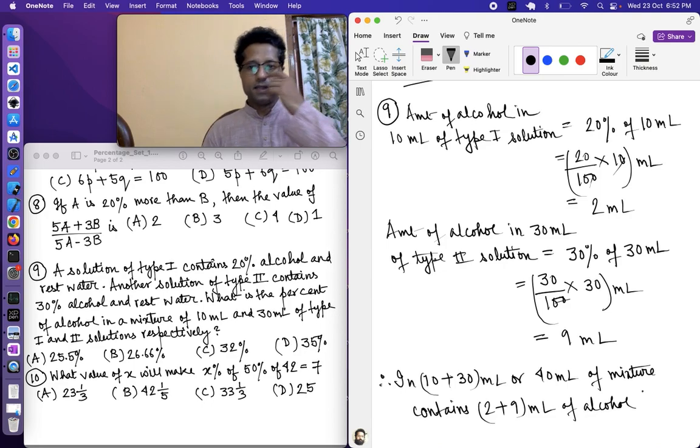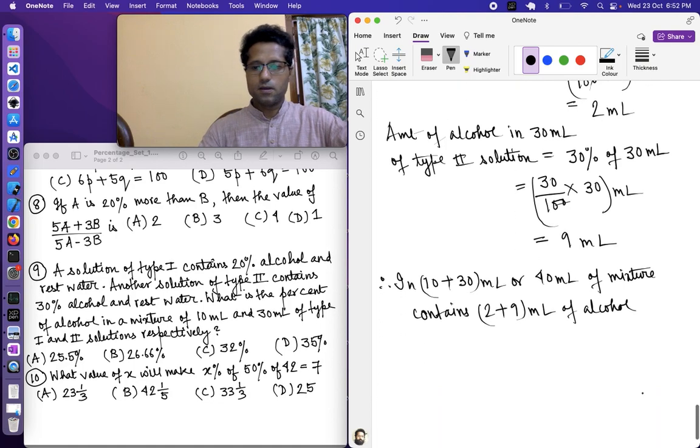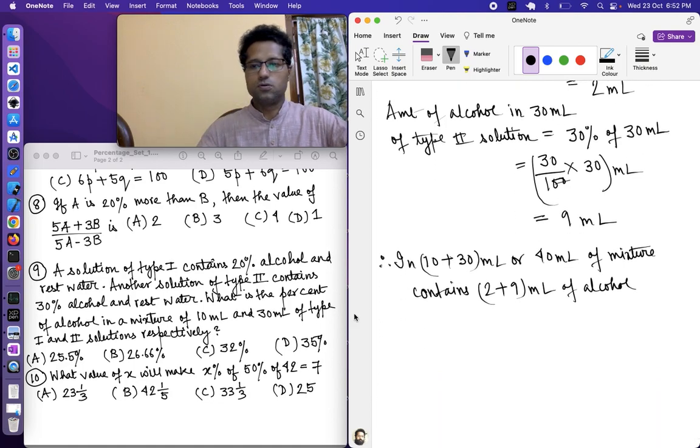Since 10 ml of type 1 solution contains 2 ml of alcohol and 30 ml of type 2 solution contains 9 ml of alcohol, when they are mixed, the total amount of alcohol will be 2 plus 9, that is 11 ml of alcohol.